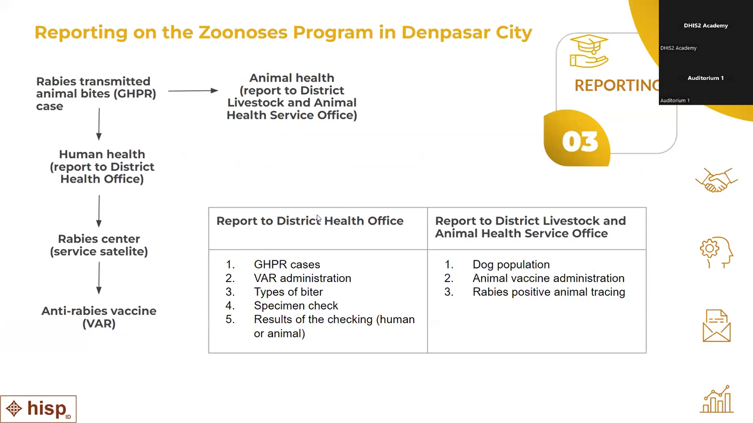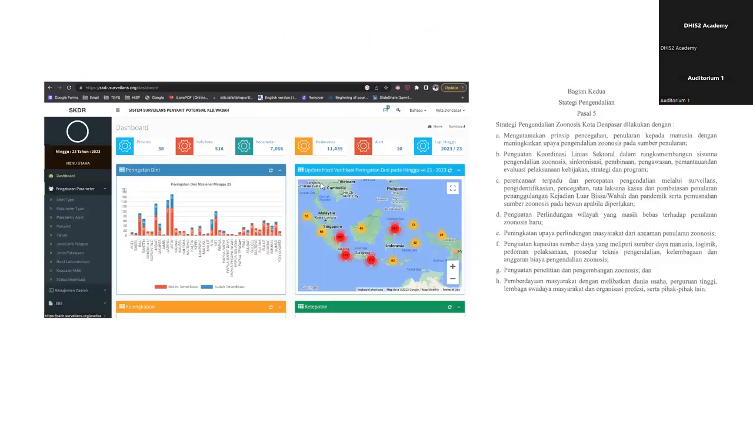So next is about the zoonosis program in Denpasar. This is the sample from the start until how to utilize the data from DHIS2 and also for the local DSO level. Here, we utilize the information about the type of biter, specimen check, result and checking, dog population, animal vaccine administration, and rabies positive animal tracing. This is the most important, what we can see in the information and flowchart here.